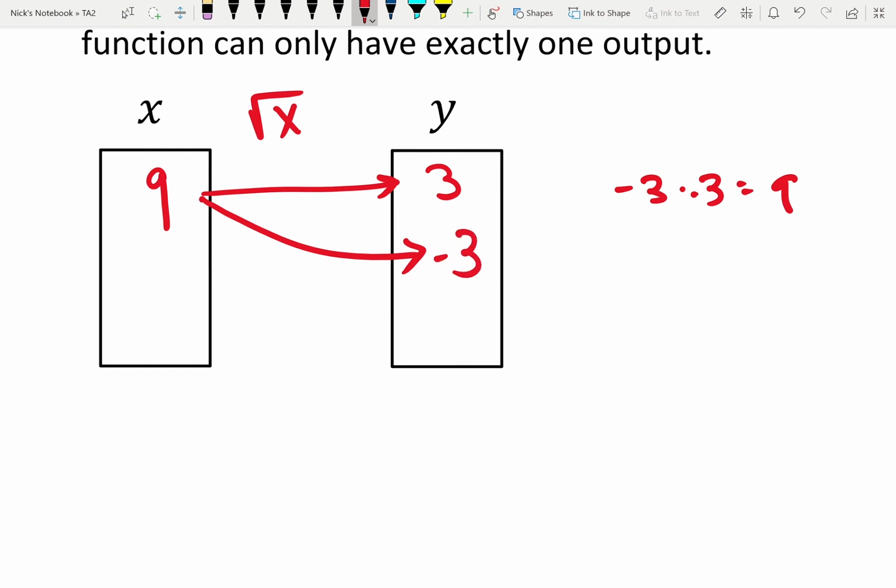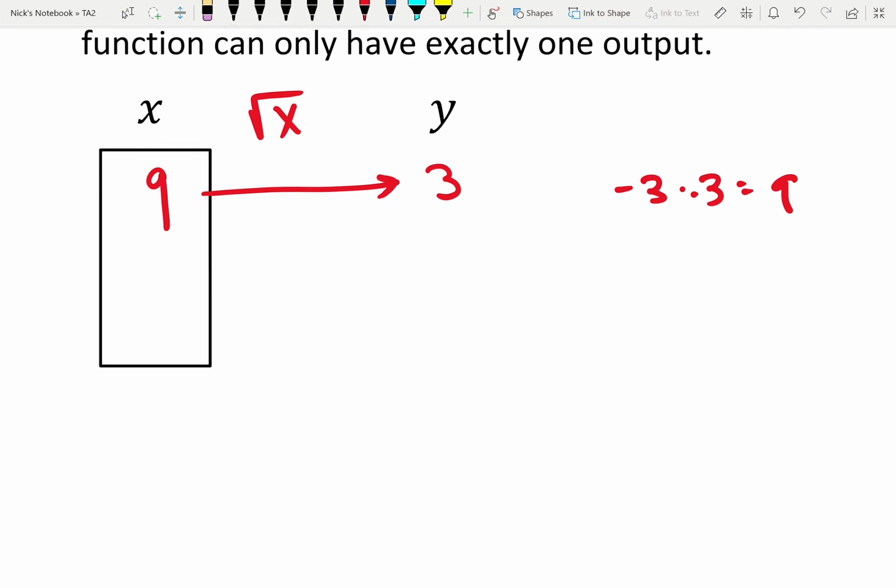If you're trying to decide which output to use, which y value to use, you couldn't do that. You could not say, I'm definitely going to use positive 3. Why not use negative 3? So you have to set that rule for yourself: I'm not going to use negative 3 because I just told myself I'm not going to use negative 3. So you have to restrict the output values. You have to restrict your range. That's conceptually what's happening behind the scenes of square root functions.